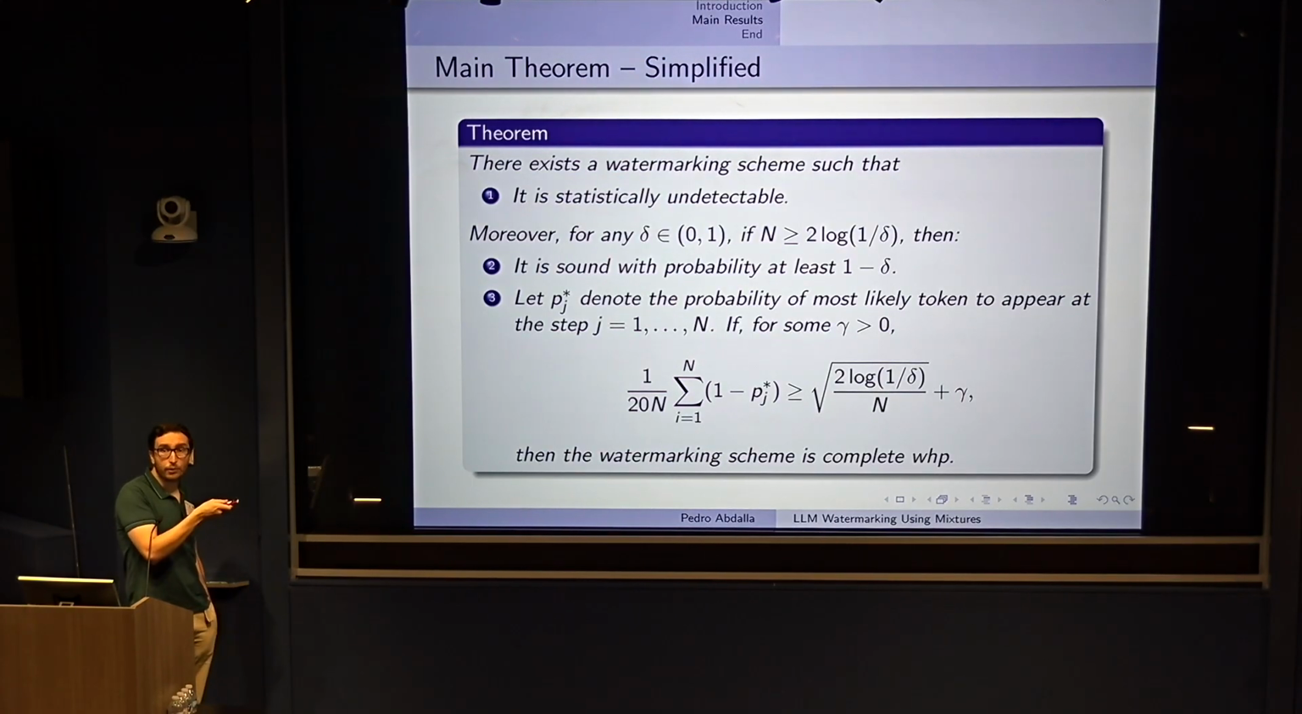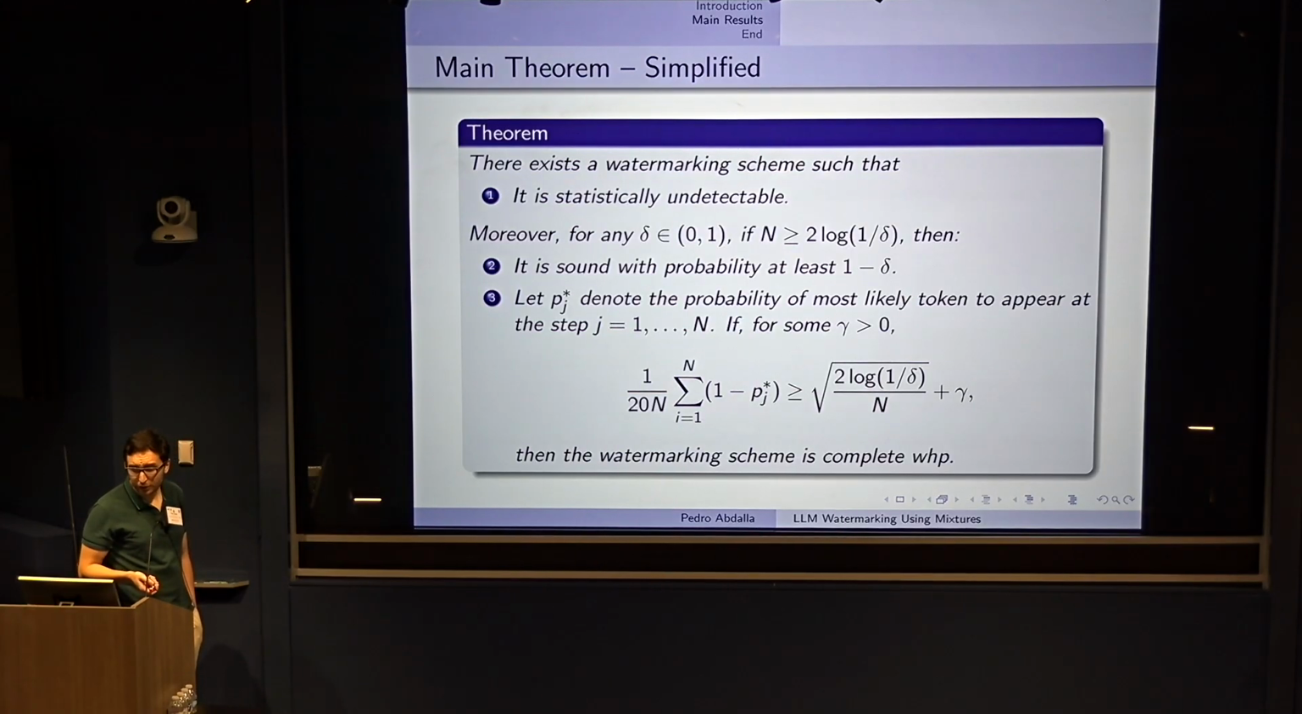At each time, the LLM computes a probability distribution, right? So there will be a token that's the most likely one. If we average this, the sum from j equals 1 to n of 1 minus Pj star, and this beats the deviation term, 2 log 1 over delta, under a square root, which is of order square root of n, by a constant gamma, then with high probability we detect that the text was watermarked. Of course, the high probability depends on gamma, right?